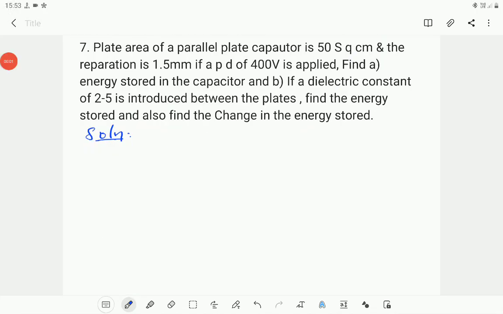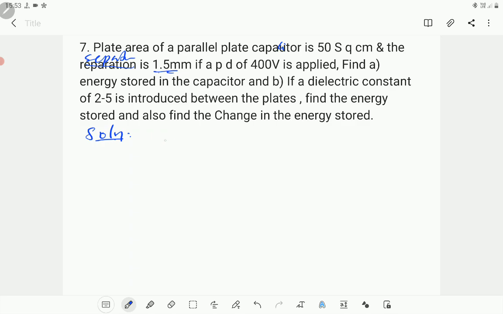Move on. Seventh one in this chapter. The plate area of a parallel plate capacitor is 50 square centimeter and the separation is 1.5 mm. If a PD of 400 volt is applied, find the energy stored in the capacitor, energy expression. If a dielectric of constant 2.5 is introduced between the plates, find the energy stored and also find the change in energy stored. Actually, there are three separate parts.